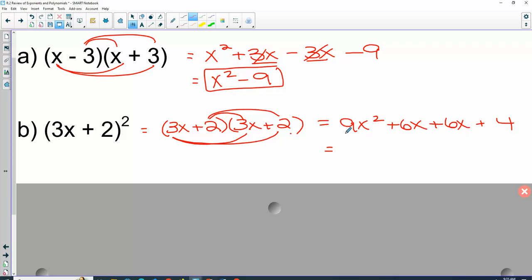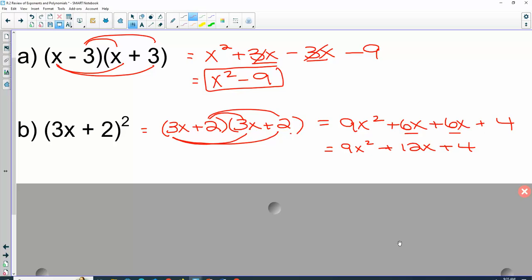So combining like terms, we have 9x squared, 12x plus 4. Is it wrong if I write these in a different order? If I said like 12x plus 9x squared plus 4? No. It's not standard form. It's not how we typically see it. But with adding and subtracting, order doesn't matter. So if you flip the order around, that's okay.